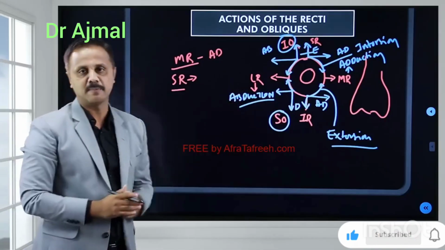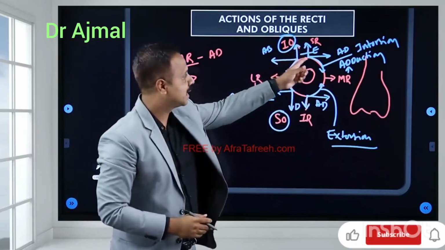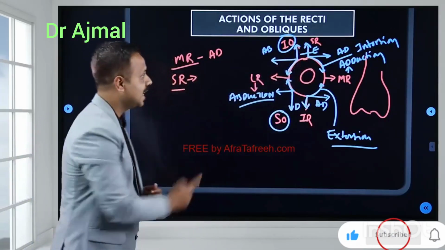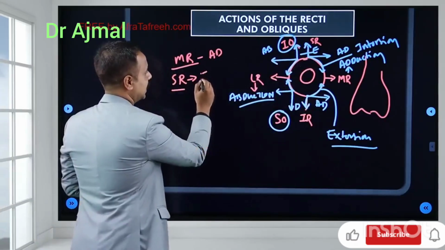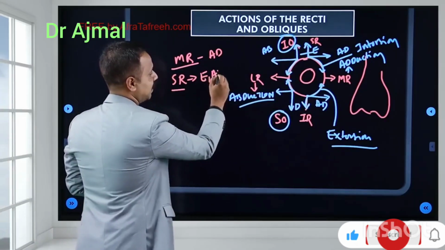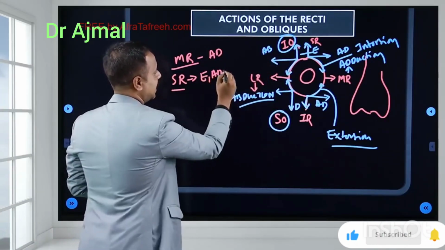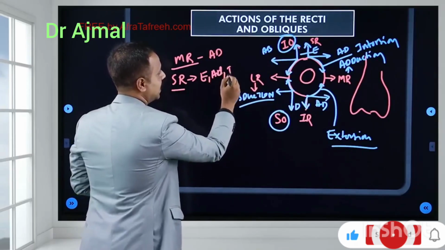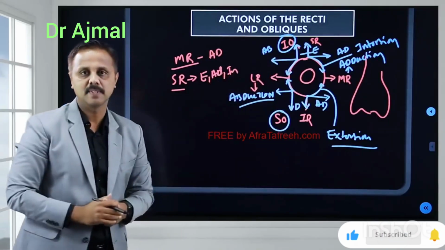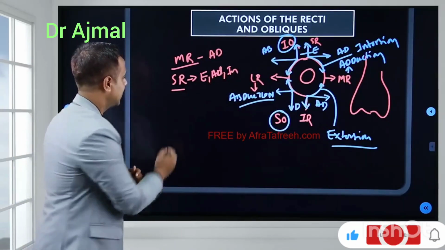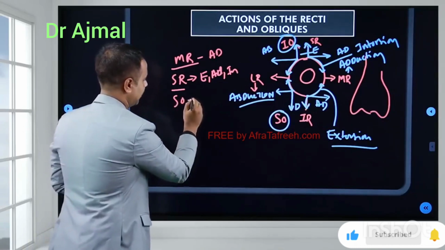If you just observe the image, the superior rectus is bringing about three movements. What are they? It can bring about what? Elevation. Then it can bring about adduction and it can bring about what? Intorsion. Right? If I ask you about the actions of superior oblique.